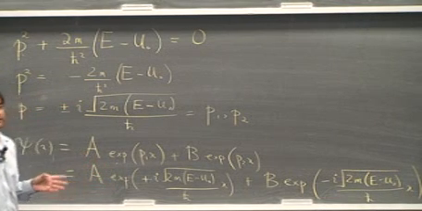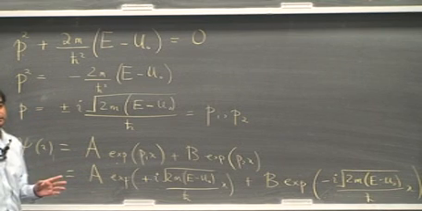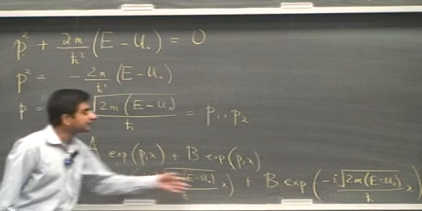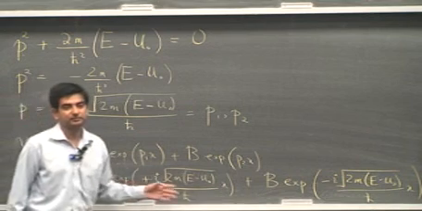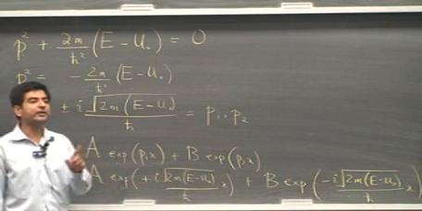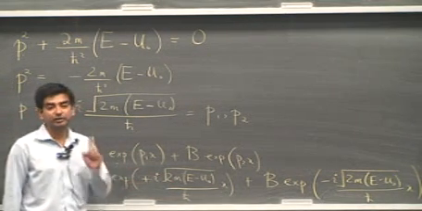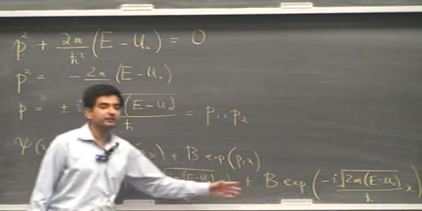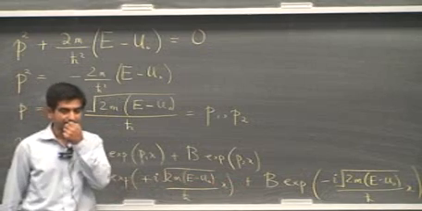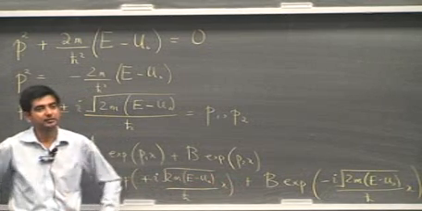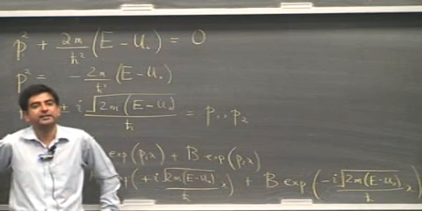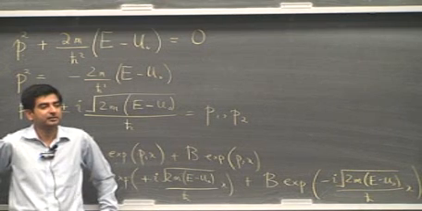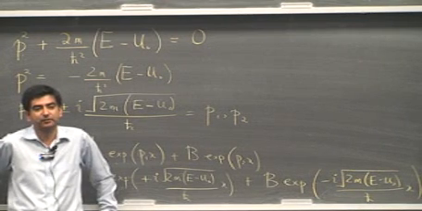What is the difference in the wave function between regions 1, 2 and 3? What does this wave function look like? First of all, it's a complex number, so you cannot plot a complex number. If you talk about the real part of this wave function, what will it look like? It's an oscillatory function. Cosine and sine terms are involved.